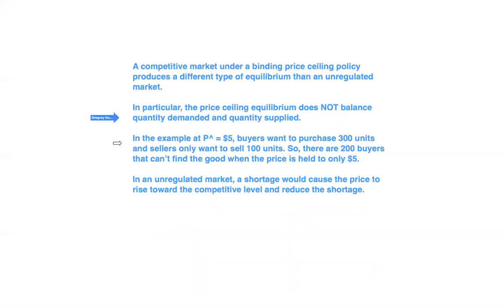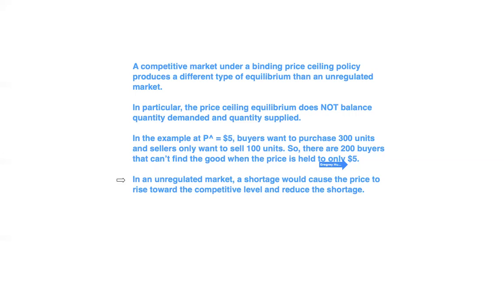And so in the example that we've just shown you, buyers want to purchase 300 units, sellers only want to sell 100 units, and we can't force the sellers to sell more than they want to. In this scenario, we assume if they only want to sell 100 units, that's all they're going to sell. And so that means there are going to be 200 buyers that can't find the good when the price is held at $5 instead of letting it go to the equilibrium price.